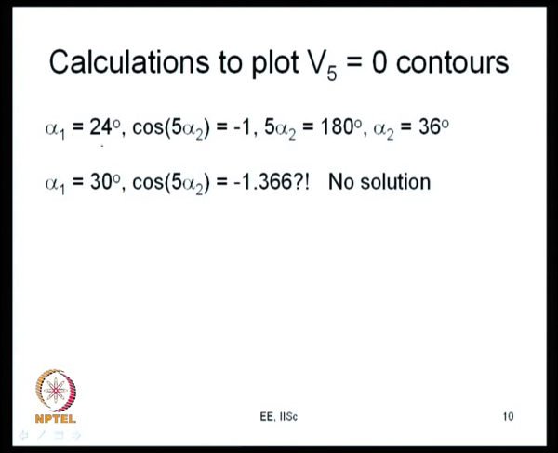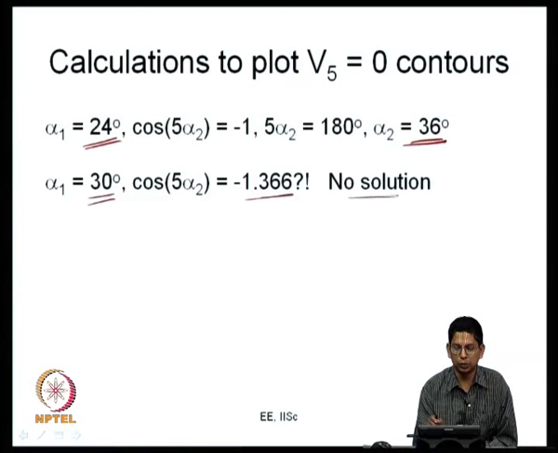Similarly, you go about getting 24 degrees, you get minus 1, and phi alpha 2 is 180 degrees and alpha 2 is 36 degrees. Then, if I substitute 30 degrees, I get cos phi alpha 2 equal to minus 1.36, which is beyond that. Any cosine function can have values only ranging between minus 1 and plus 1, and this is lower than minus 1. So, there is no solution here. So, for any value of alpha 1 beyond this, there is no corresponding value of alpha 2 available. So, what do we do? Let us just start plotting this.